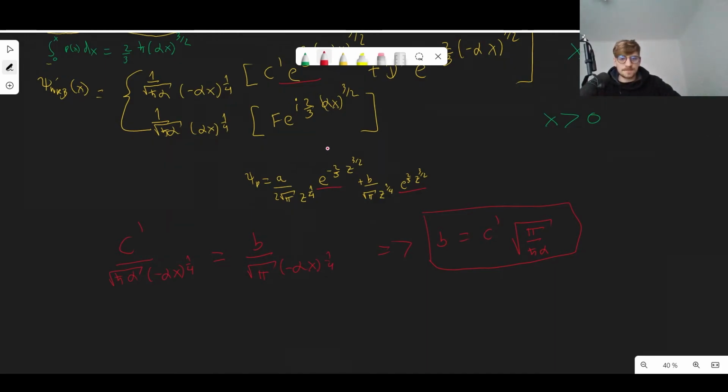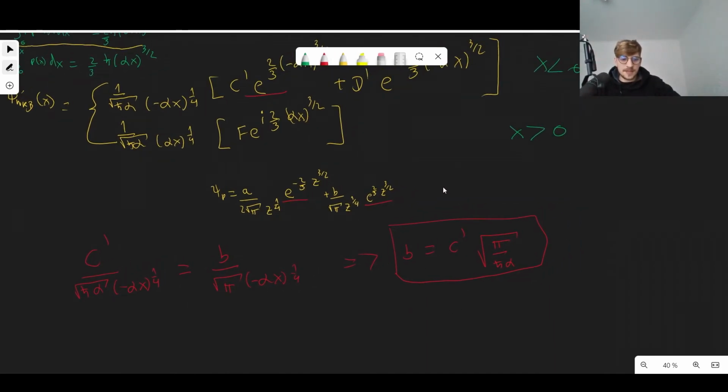So by doing that, we have up there d prime. So we get d prime divided by the square root of h bar alpha, times minus alpha x to the 1/4. And this has to be equal to a divided by 2 square root of pi, times minus alpha x to the 1/4. And all of this gives us that a is equal to d prime square root of pi divided by h bar alpha, and we have to multiply by 2. So there we go. These are our first two results.